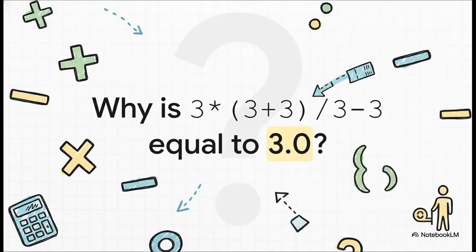To see exactly what I mean, just take a look at this expression. 3 times 3 plus 3 divided by 3 minus 3. Now, Python says the answer is 3.0, but how? I mean, that might not be the answer you'd expect just looking at it. And this little puzzle is exactly what we're here to solve.